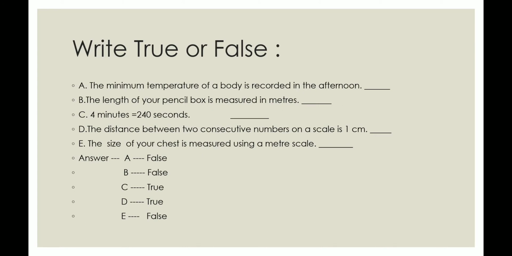D part. The distance between two consecutive numbers on a scale is 1 centimeter. This is true.